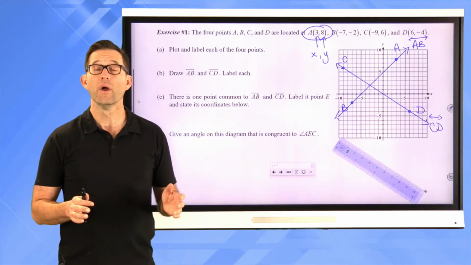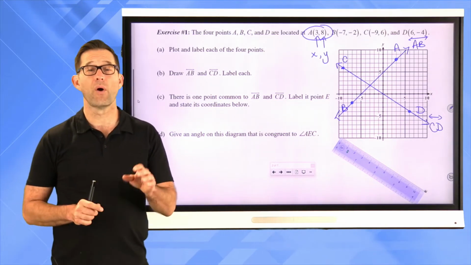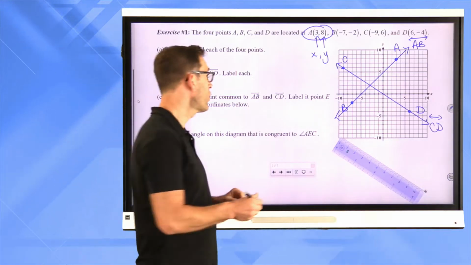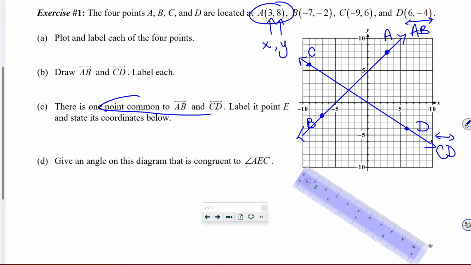All right, well, remember, we have a special name for what it's called when 2 lines share a point, or even 2 curves share a point in common, and that's an intersection point. The one and only intersection point of these two lines is right there, and it looks like it's 3 to the left of the origin and 2 up from the origin. So point E has coordinates -3, 2.